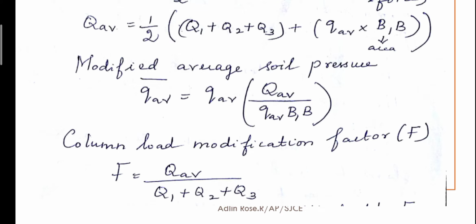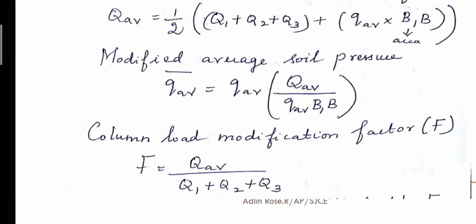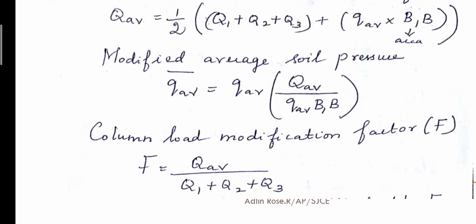the ratio of total average load divided by upward load. Upward load is what we have found: QAV into B1 into B2. So that's the formula: Q average load divided by upward force, into the given available pressure. That will give you modified average soil pressure, and we will find the modification factor.